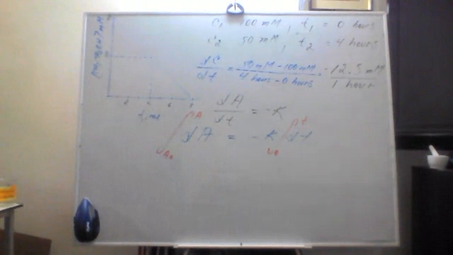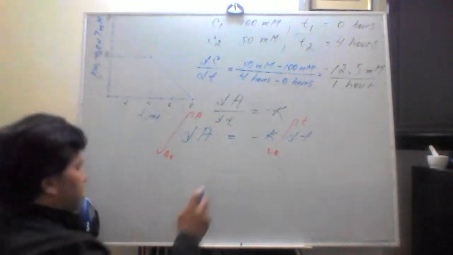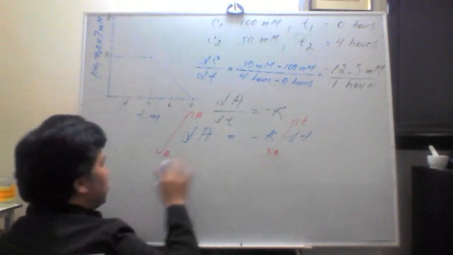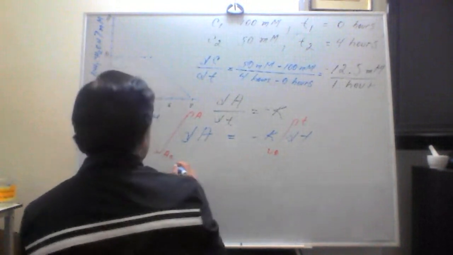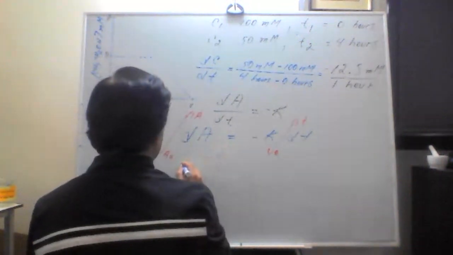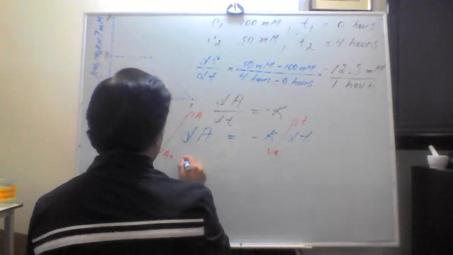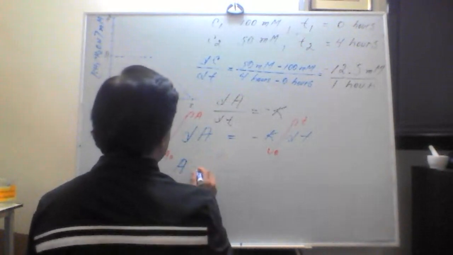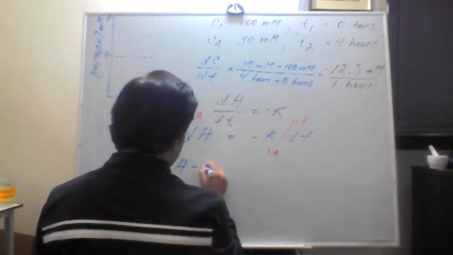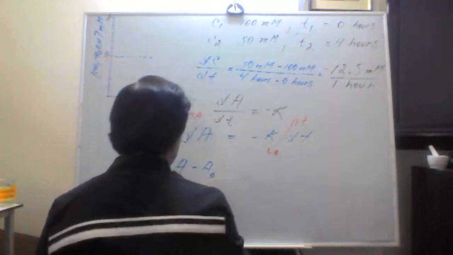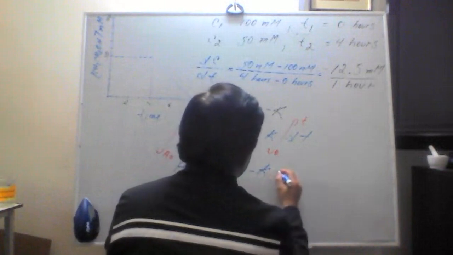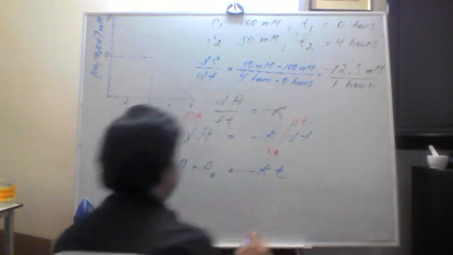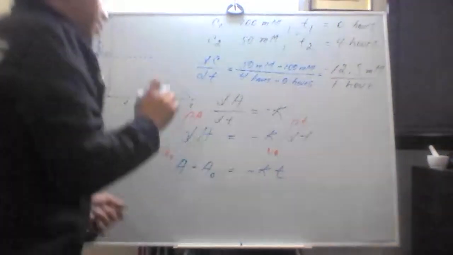Okay, so now we got our setup. And then we're not going to write the limits of integration again, just go straight because we saw what they are. And what we get here is that the integral of that would be concentration A minus concentration at time 0 is equal to minus kt. So that would be the integrated format.